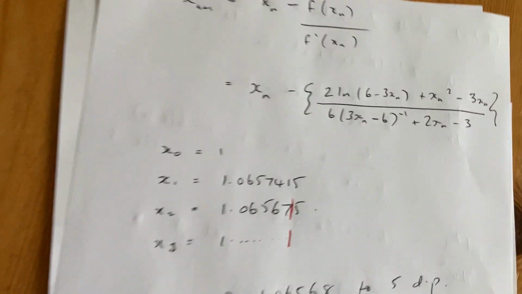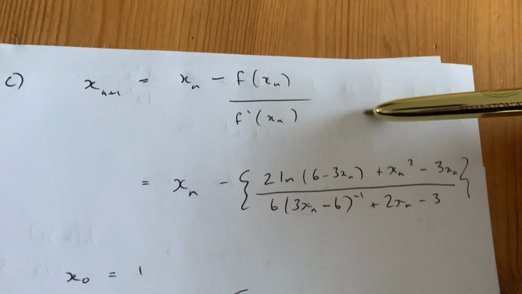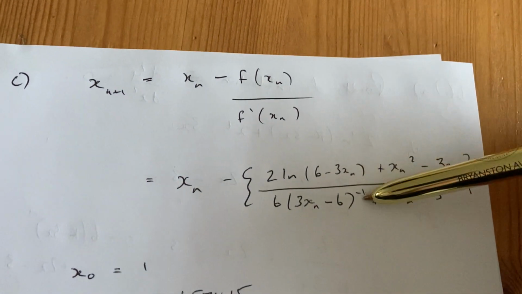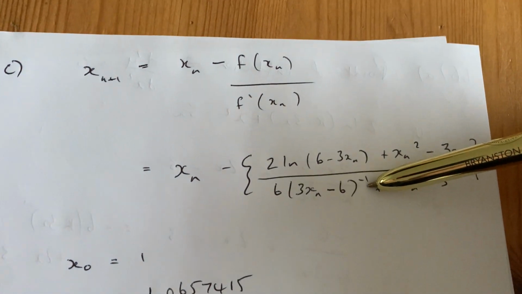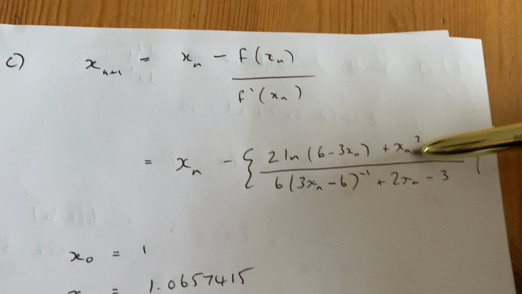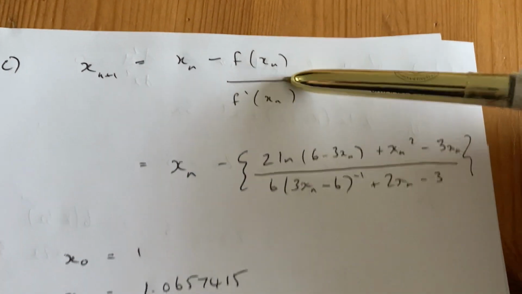Okay, 6c, Newton-Raphson. There's the formula. All right, we should have the f of x function from the question, and we've differentiated the f of x to go underneath. Quite complicated there, and it obviously follows through a bit from the previous question. Nothing that you can't do here, though.